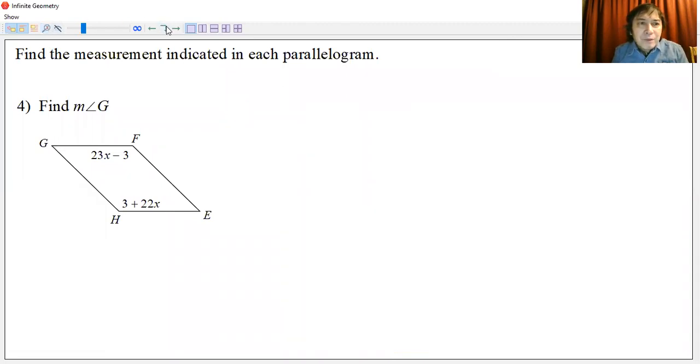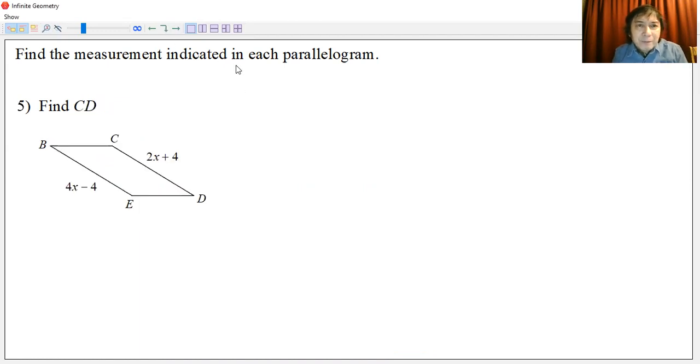And here's number 5. Find the measurement indicated in each parallelogram. Find CD. This time we're not looking for an angle. We're looking for a segment, a side. So we're looking for this side over here. What is the measure of that red marked side?